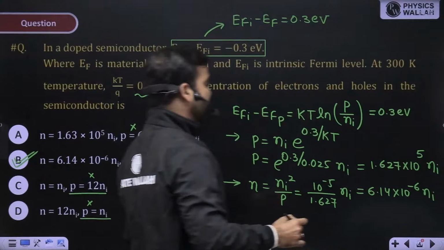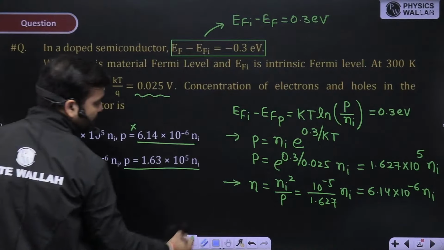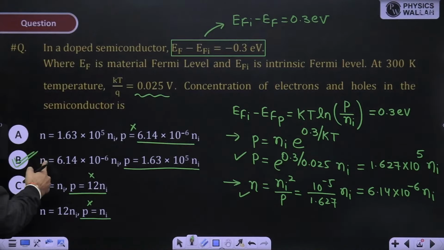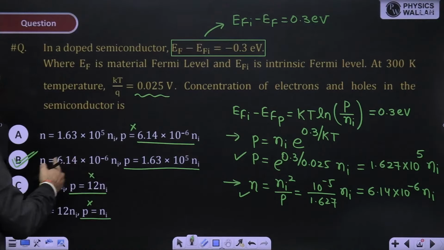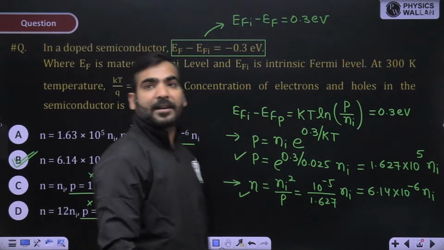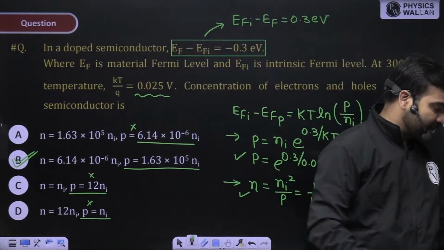And you can see both the P and N values are available in option B. 6.14 into 10 to the power minus 6 Ni is the value of N, and the hole concentration P is 1.63 into 10 to the power 5. So it is a very simple and straightforward question, we can say, right?